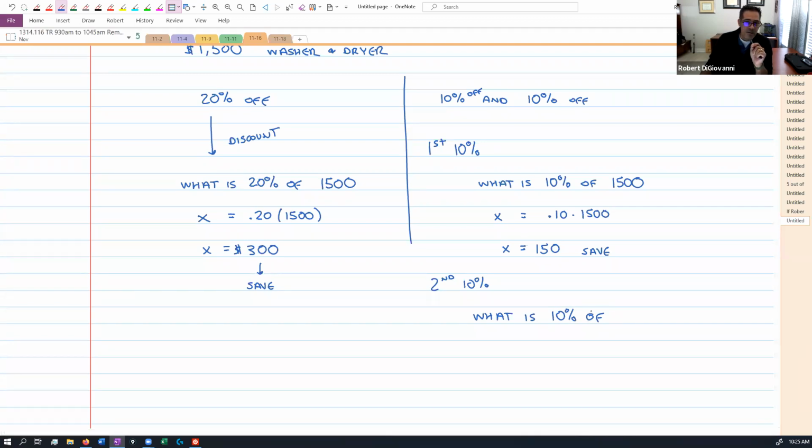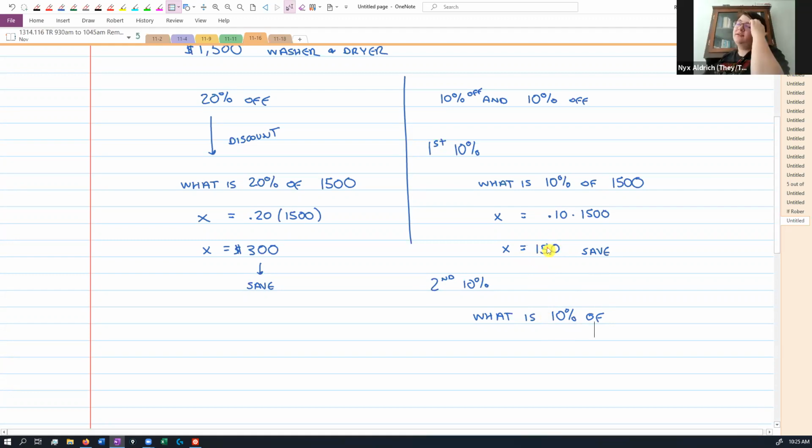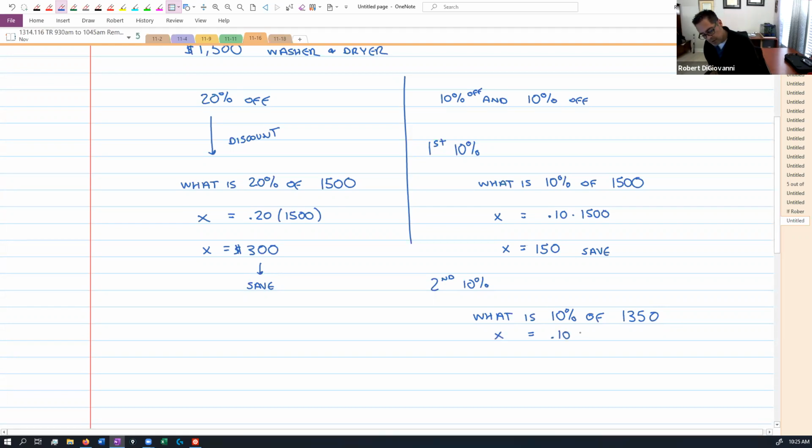It's not 1,500, because they scanned the first coupon, right? And when they scanned the first coupon, how much did they take off? 150. So what's left to discount? Well, we have to take 150 away from 1,500, right? If you subtract 150, they're only taking 10% off of 1,350 because that's how much remains. Does that make sense? It's tricky, but it's not the same thing. So X is equal to 0.10 times 1,350. And if you do that, you get X is equal to 135. So I'm going to save that now.